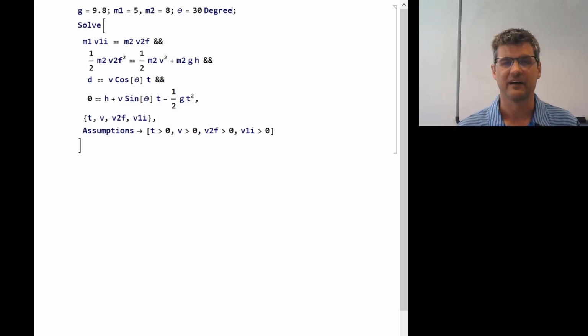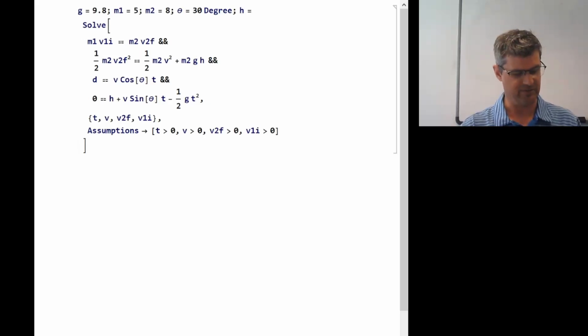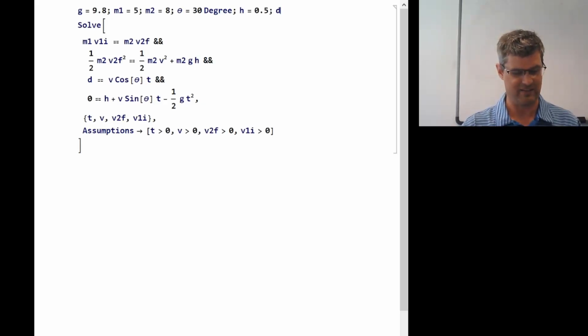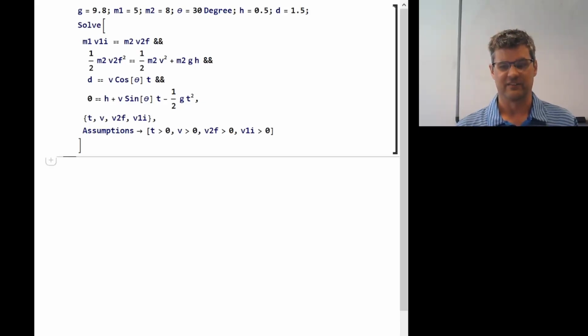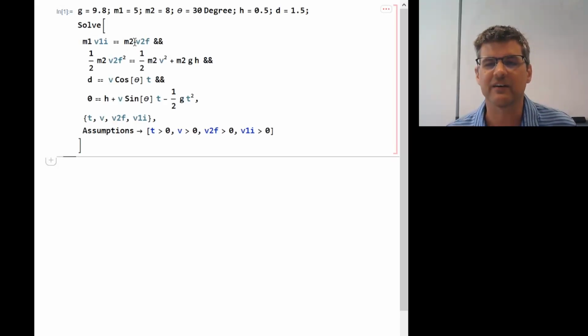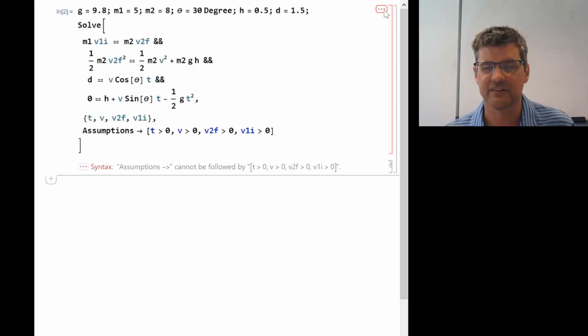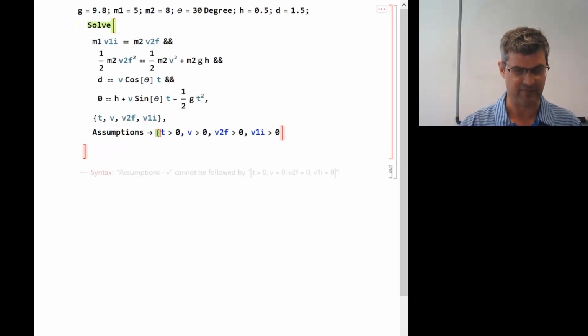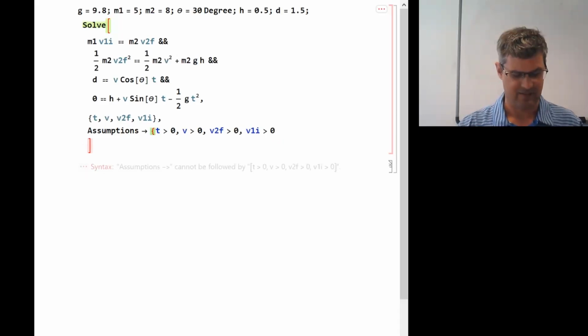And I'm going to make sure I get all these. It's not comma, that is there. And we had h equal to 0.5 and d equal to 1.5. So let's solve this. And it crapped out somewhere. I'm not sure what the problem is. Oh, I have the wrong bracket here. Has to be like that.